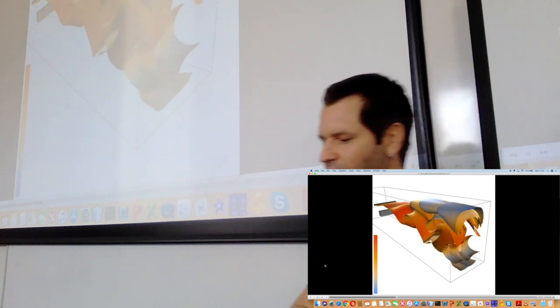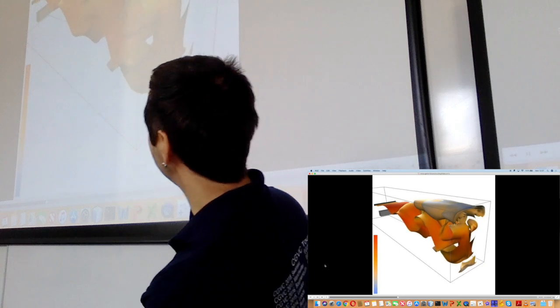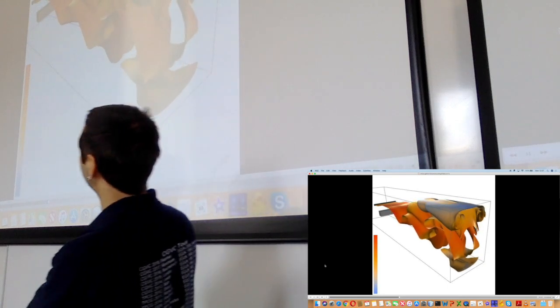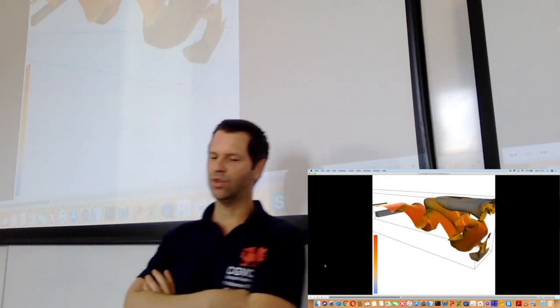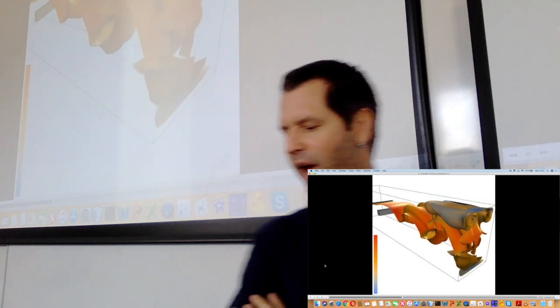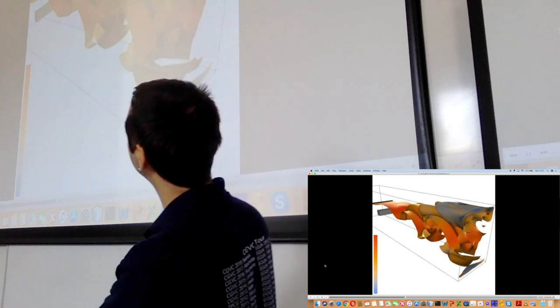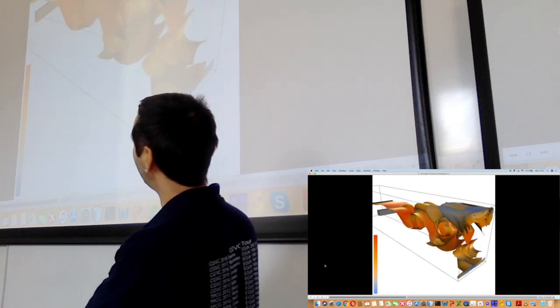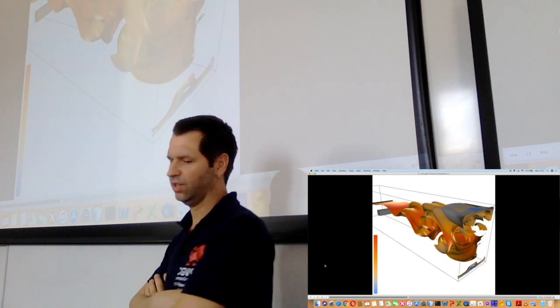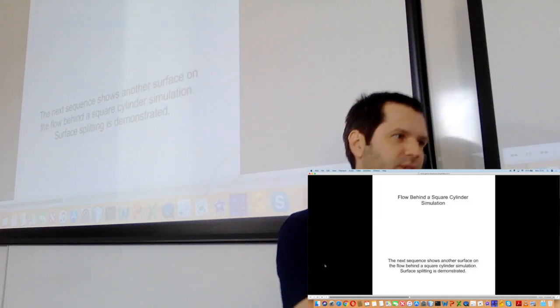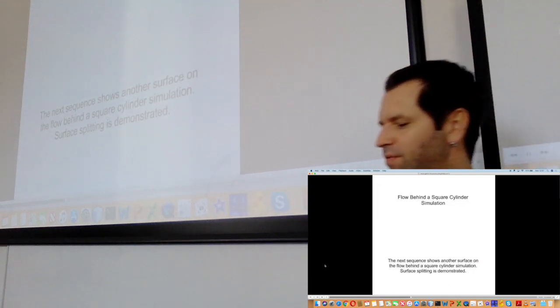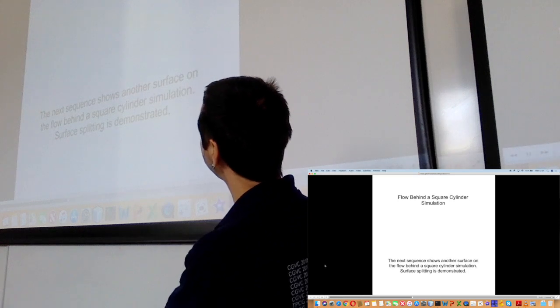after it interacts. All these simulations are usually testing what the flow behavior is when it interacts with an object. In this case, the object is pretty simple. It's a square cylinder. But the flow dynamics are certainly not very simple, right? That's some complicated flow behavior.